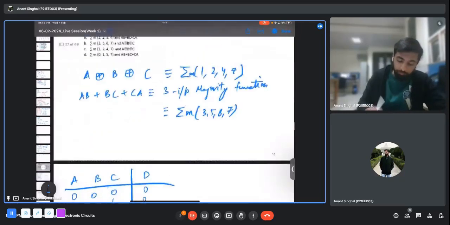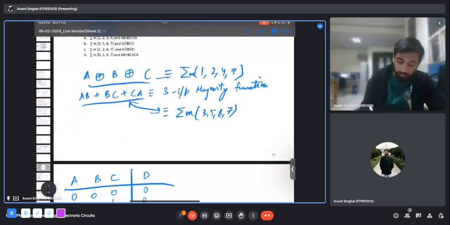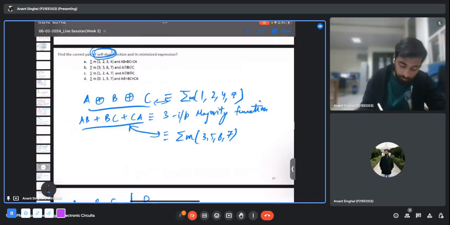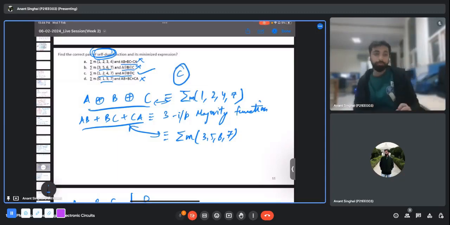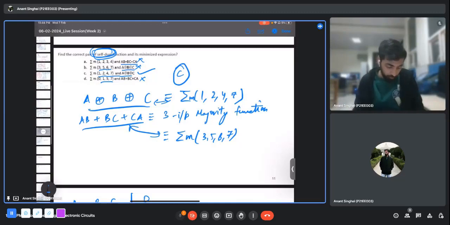So this function will be self-dual with 3 5 6 7, and the XOR is self-dual with 1 2 4 7. So let's check the options. 3 5 6 7 is given as a dual with XOR, so this is wrong. Then AB plus BC plus CA is 3 5 6 7, but it is given as 1 2 3 4. Then we have 0 1 5 7, which is no combination, and we have 1 2 4 7, which is XOR. So option C will be the correct answer. I hope it is clear because it was quite easy.